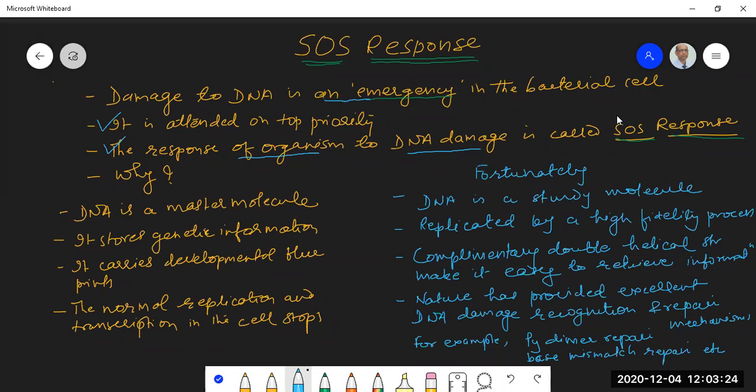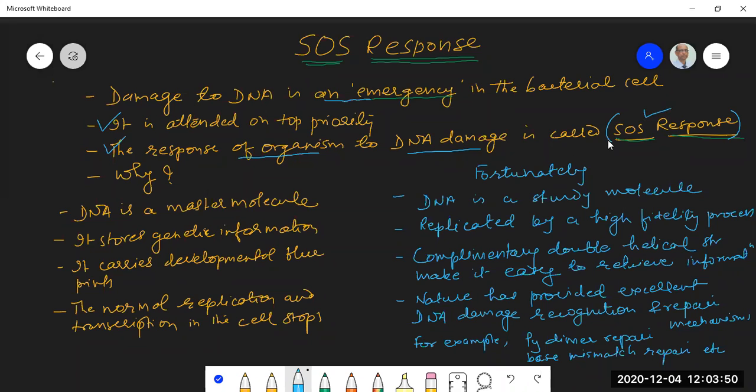Okay. So definition wise, what is SOS response? You must be able to explain this. This SOS response is the response of the organism to DNA damage. Okay, and it is a very swift response. Damage to the DNA is attended on top priority. So the response of the bacteria, the response of the organism to damage to the DNA is called SOS response.